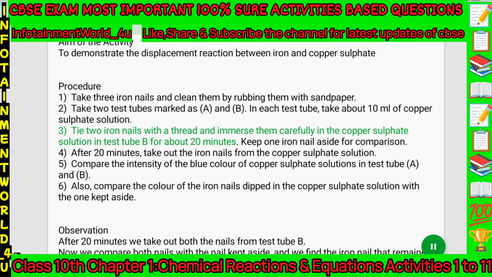3. Tie 2 iron nails with a thread and immerse them carefully in the copper sulfate solution in test tube B for about 20 minutes.